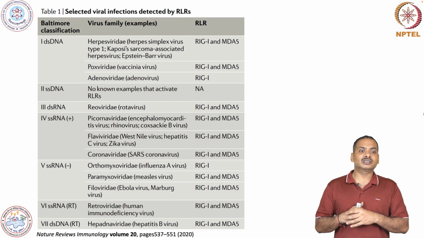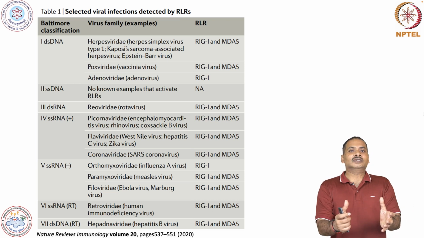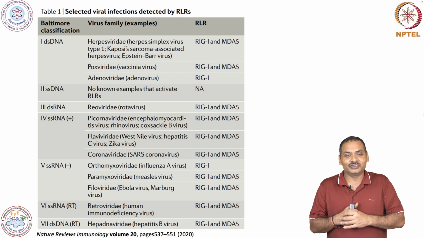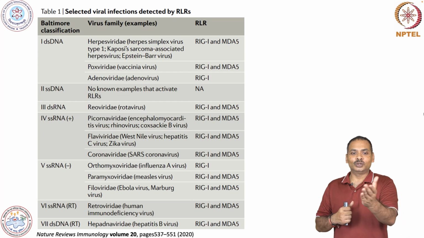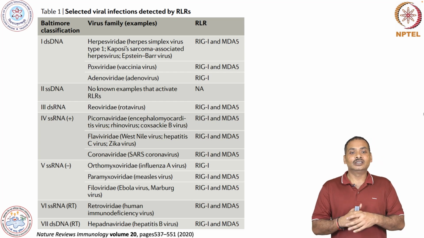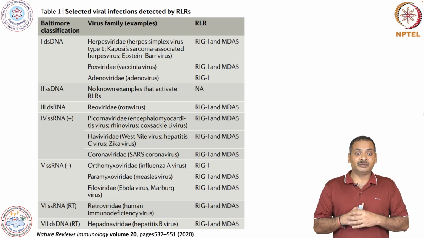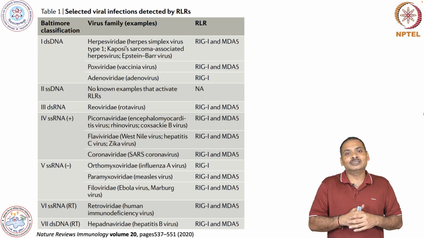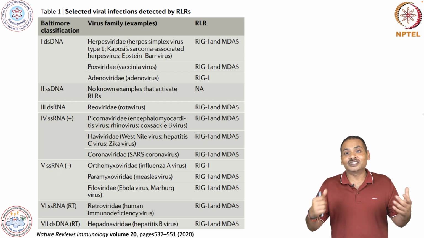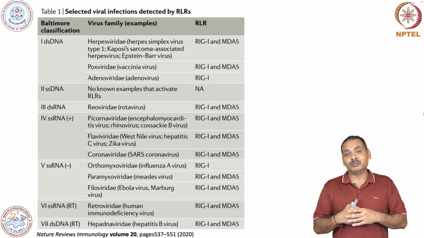Flaviviruses are again class 4, single stranded positive sense RNA viruses, and from the disease point of view, the Flaviviridae family is quite dangerous if you see carefully. You know that all these viruses, like West Nile virus, hepatitis C virus, and Zika virus, are quite dangerous or pathogenic, and they are recognized by RIG-I and MDA5. And the most important virus, which probably all of you are extremely well aware of, is coronavirus, which belongs to the Coronaviridae family.